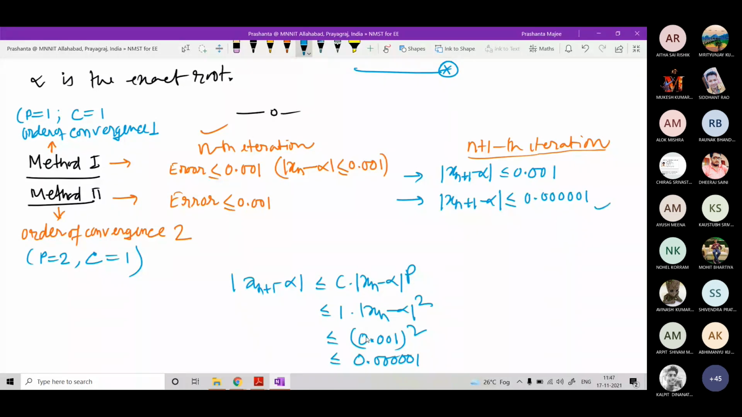In which case is the error smaller, in method 1 or method 2? In the nth iteration, if the error is known to you, what is the amount of error in the n plus 1th iteration? In which case is it smaller?